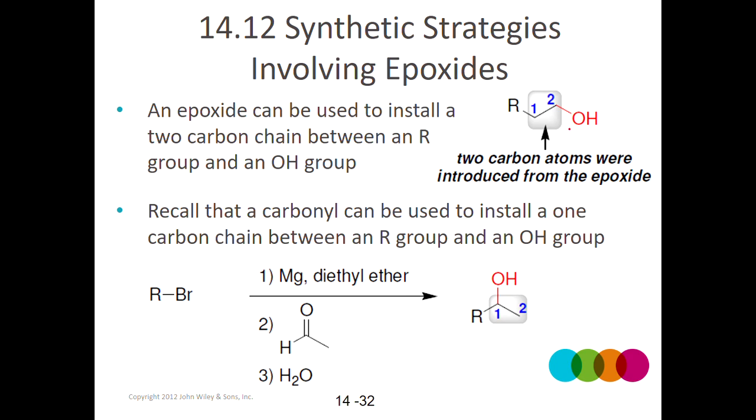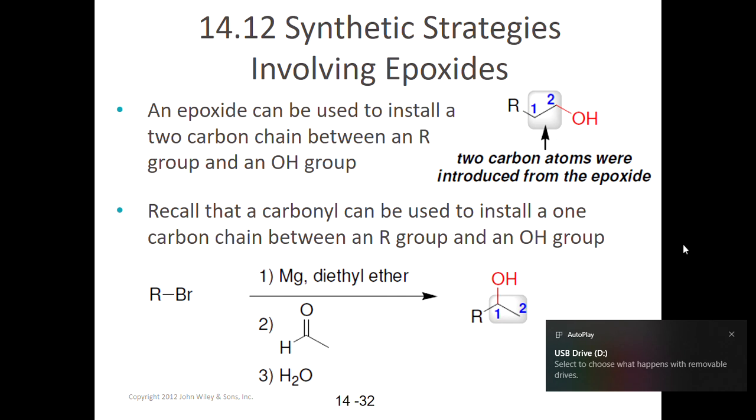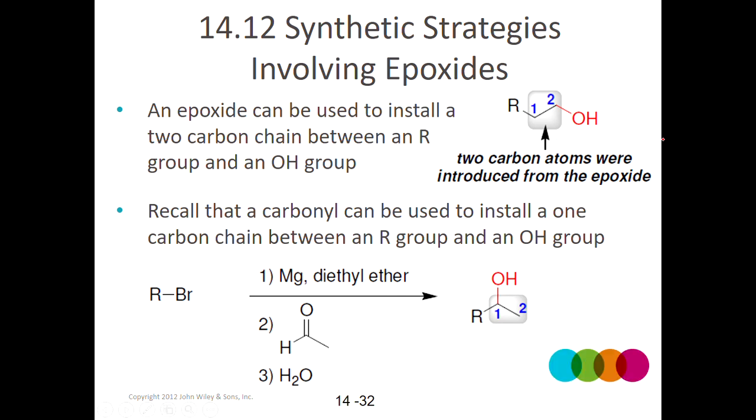So as we said, if you want to make a new carbon-carbon bond and create a two-carbon chain between the new group and an oxygen, the epoxide route we just talked about on the last slide is a great route. So that's when you know you want your Grignard to attack an epoxide.